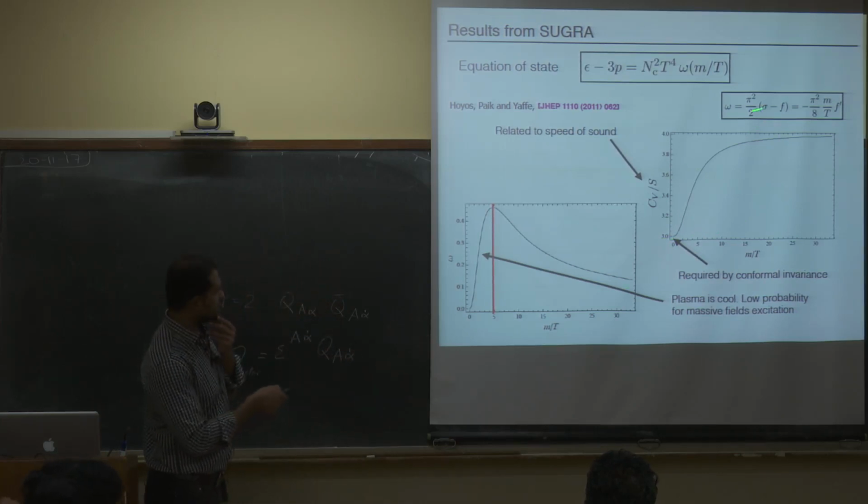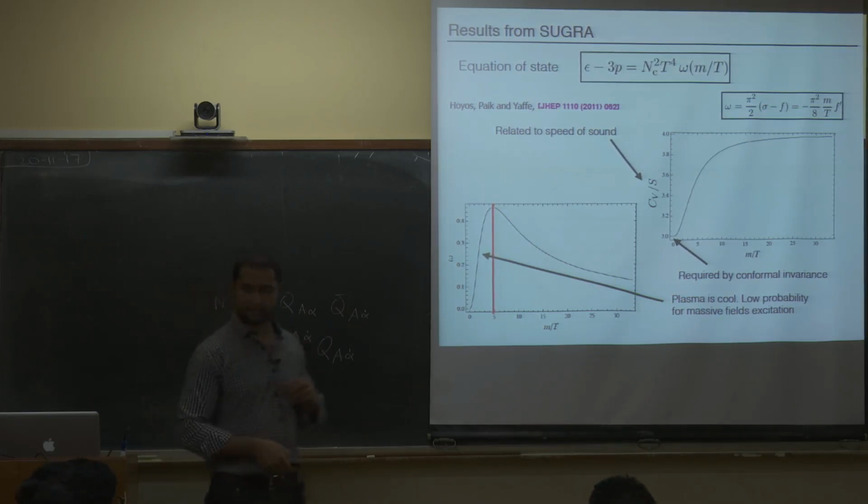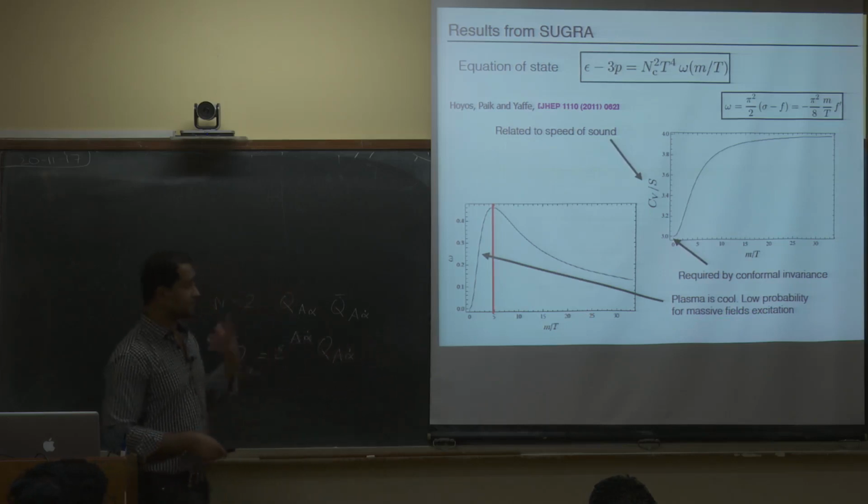Then here, this profile function omega has this property. They're looking at the plasma of this N=2*. And here, the plasma is cool in this region, so these massive fields are not that excited in that region. So there are several things to check using this lattice construction.